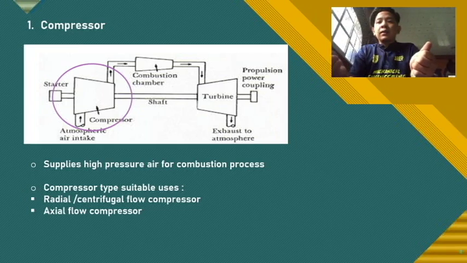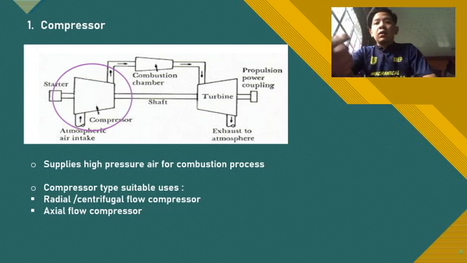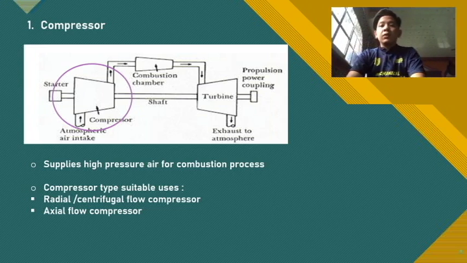The compressor supplies high pressure air for the combustion process. The compressor types used are, number 1, the radial or centrifugal flow compressor, and number 2, the axial flow compressor.